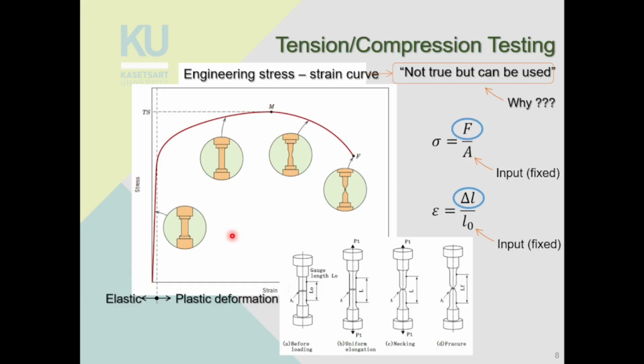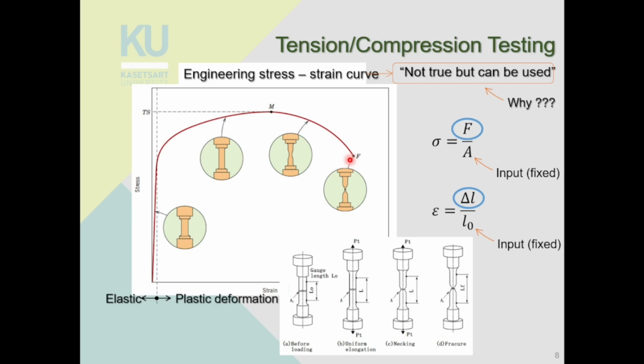Another property that you can see in this graph is at point M here, right? This is the tensile strength, or TS, of the material. That means it is the highest stress that the material can withstand, right? That is the maximum stress that the material can withstand. And the point F here is the fracture strength, so the stress at which your specimen breaks.